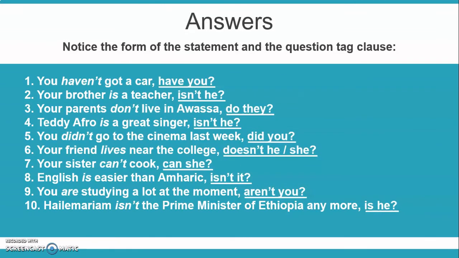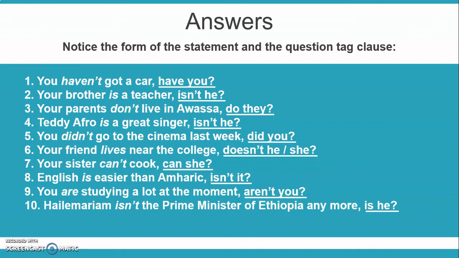So these were the answers. Notice the form of the statement as well as the question tag. Look for the grammatical parallelism in the answers, because we need to consider the similarity of the verb tense in both the statement as well as the question tag.